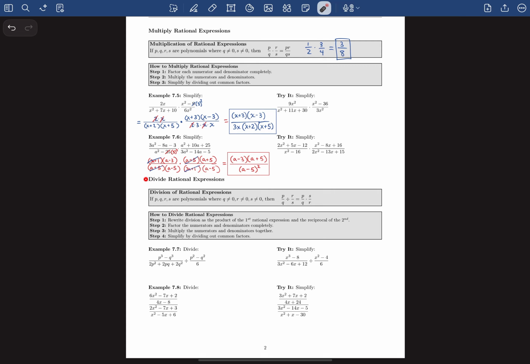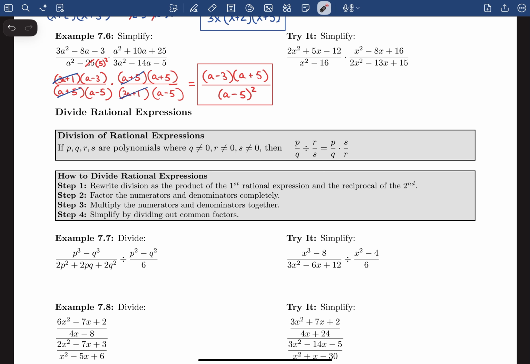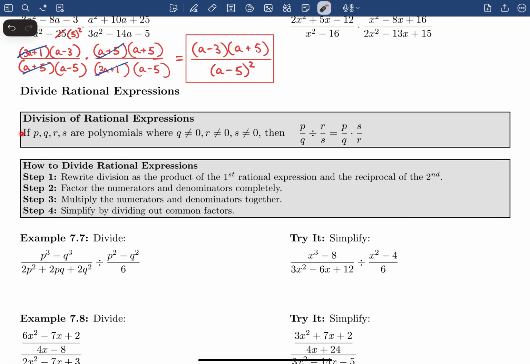So how do you divide two rational expressions, one from another? And so here's a quick definition. If P, Q, R, and S are polynomials where Q cannot equal 0, R cannot equal 0, and S cannot equal 0, then P over Q divided by R over S equals P over Q times S over R.